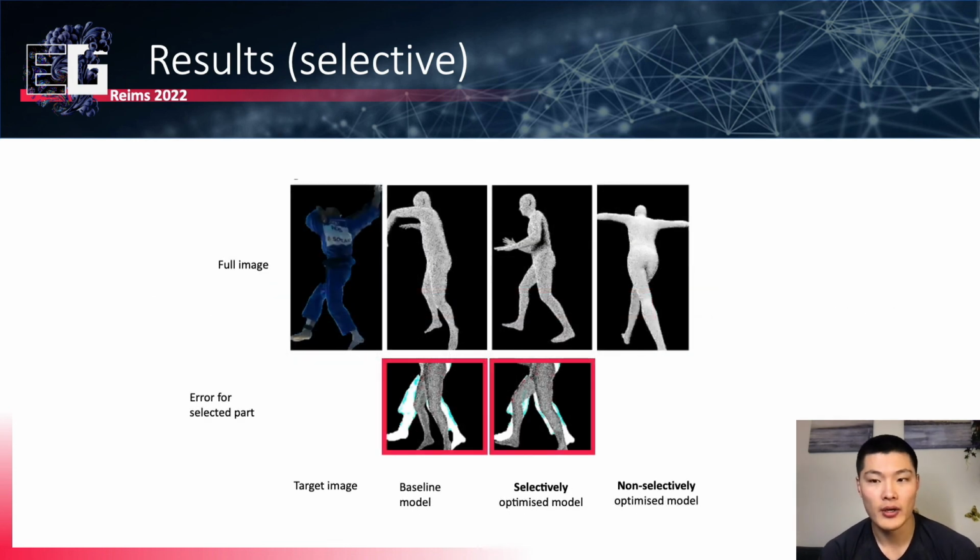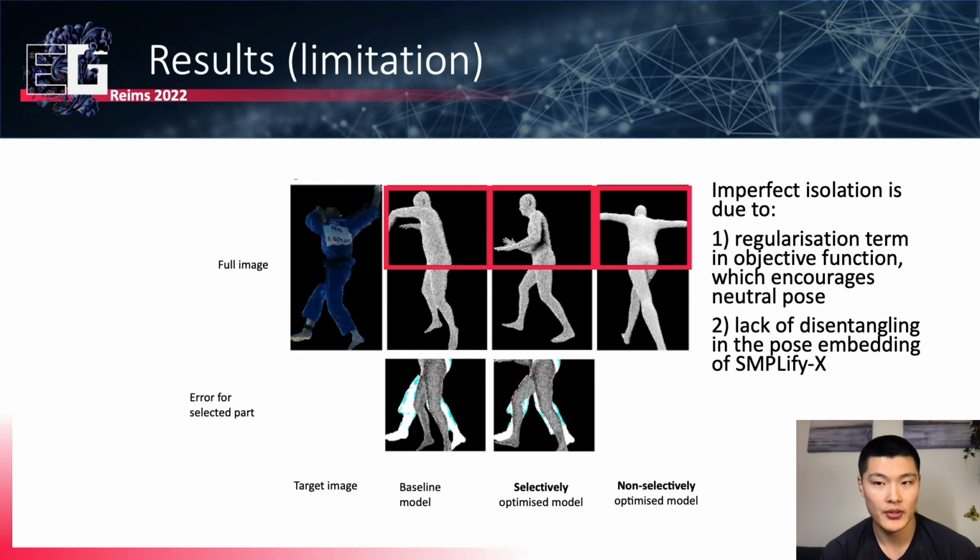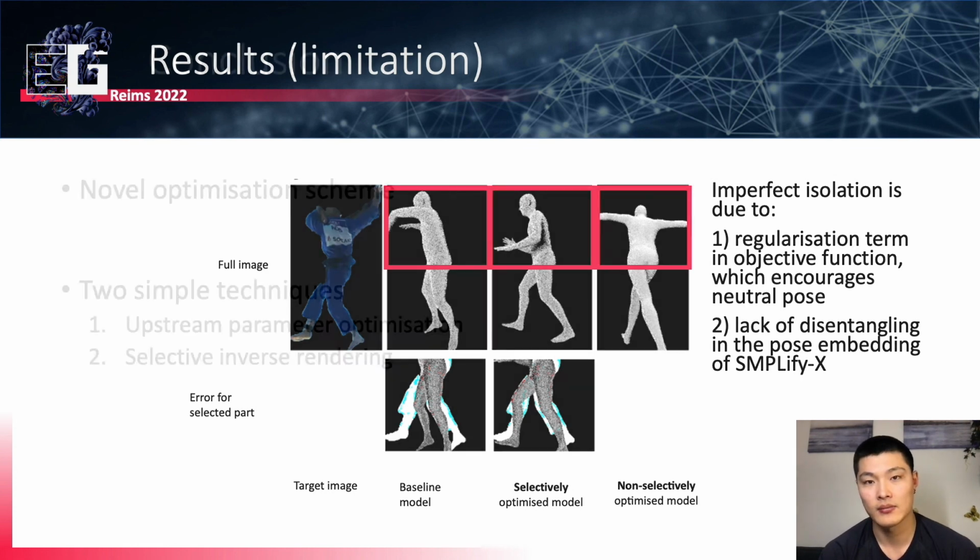Qualitatively, we can observe more accurate lower body pose in the selectively optimized model compared to the baseline model, as we can see from the better overlap in the highlighted images. Importantly, this is with intentionally less change in the upper body, as we can see from comparing the upper bodies in the highlighted images. The selectively optimized model's upper body is less dramatically changed than that in the non-selectively optimized model. Note, however, that the upper body is not fully isolated from the lower body, due to first, the regularization term in our objective function that brings the pose to the neutral, and second, the lack of disentangling in the pose parameter embedding that we adopted from Simplify X.